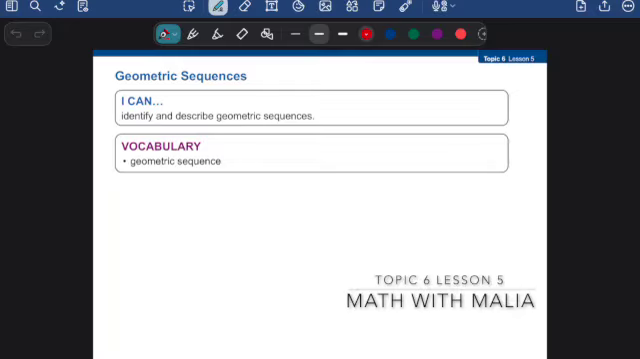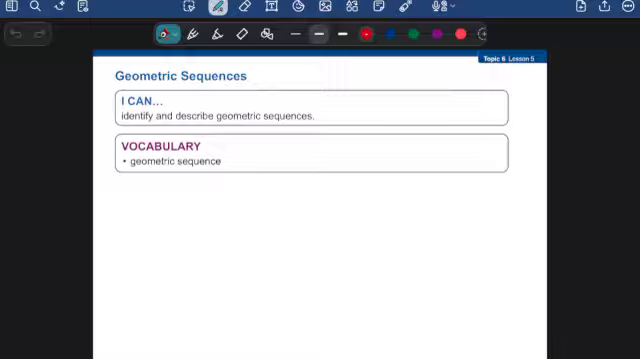Today we're doing Savvas enVision Algebra 1, Topic 6, Lesson 5, Geometric Sequences. After this lesson, you'll be able to identify and describe geometric sequences. So think back to Topic 3 when we did arithmetic sequences in our linear functions unit. This is going to be similar, except instead of adding a number over and over again, we're going to be representing something that looks similar to exponential functions.